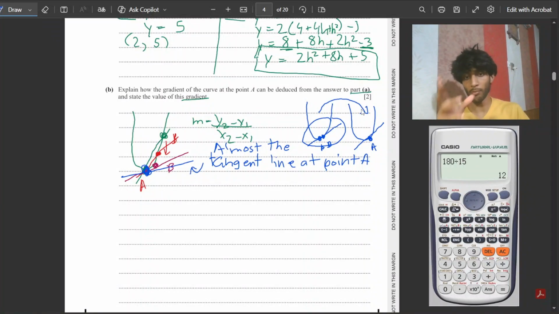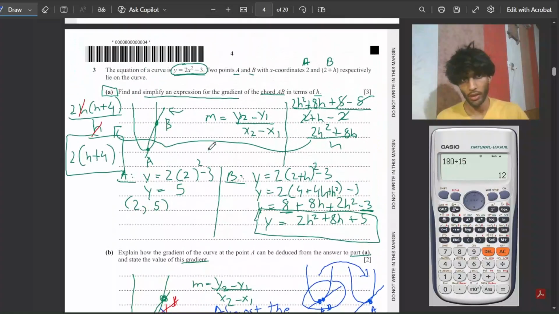Now, the same could happen if you kept B at its position and moved A closer and closer to B. Then the chord of AB would become the tangent line of point B. So how do you do that? How do you find that out? The entire trick in moving point B closer to point A lies in this x coordinate over here. Why? Because it's 2 plus h.